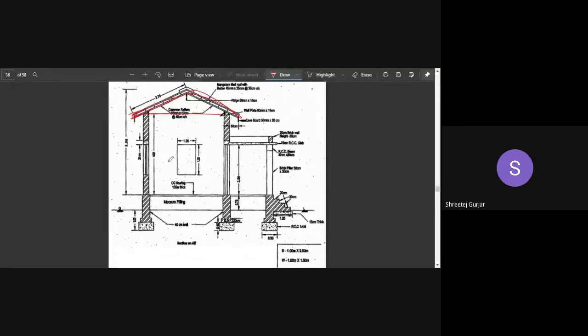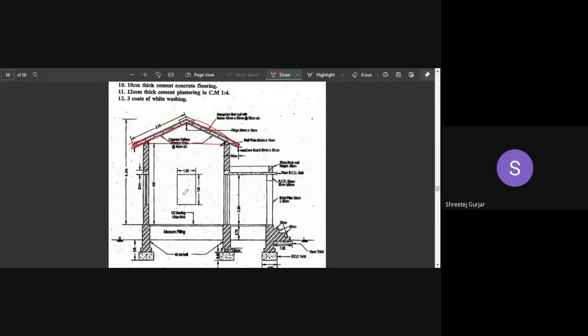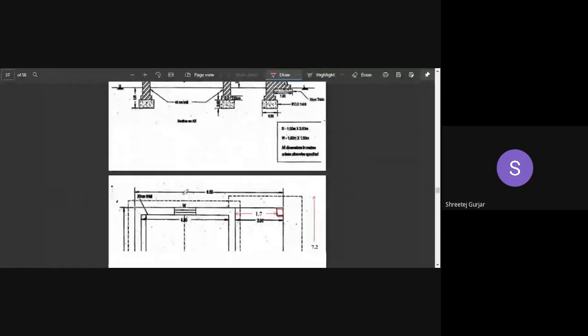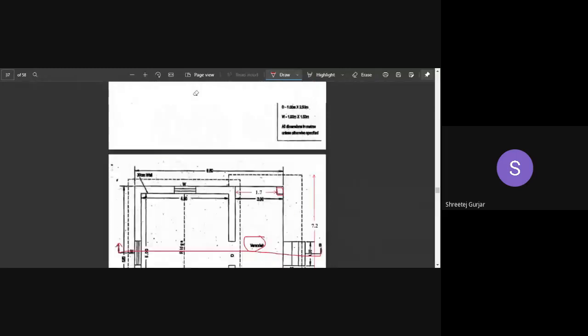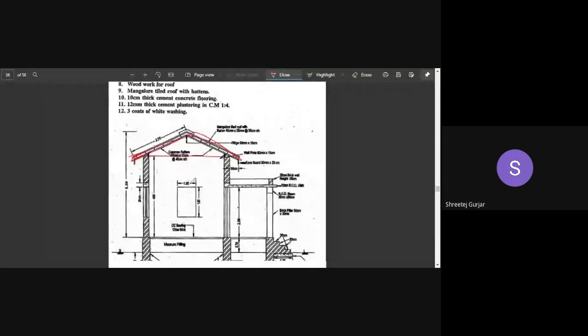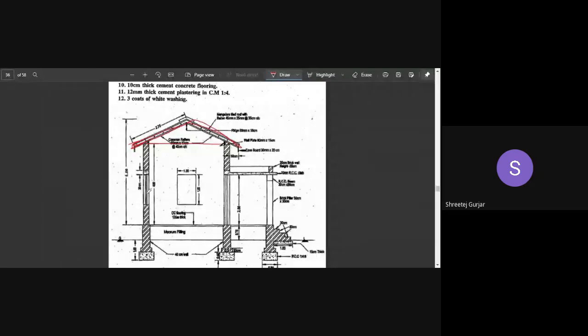Then there is this wall. Because the section is provided over here, if you look at this side, you can see this window. This window is seen over here, and this is a 30 centimeter wall. There is a brick pillar, and over this brick pillar you have this RCC beam.